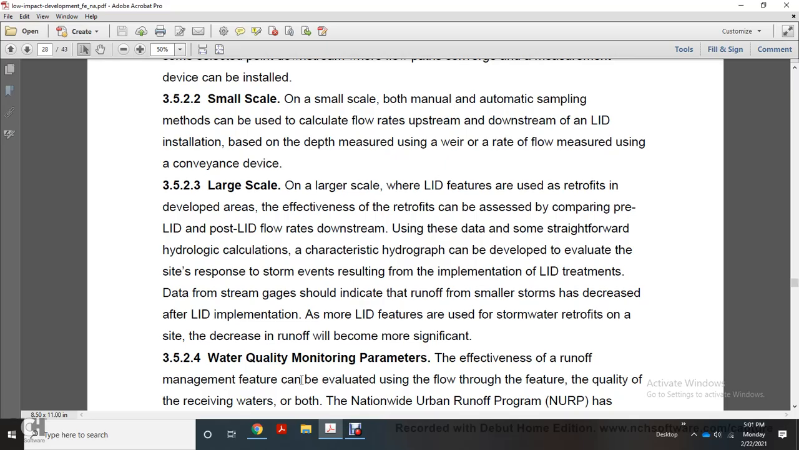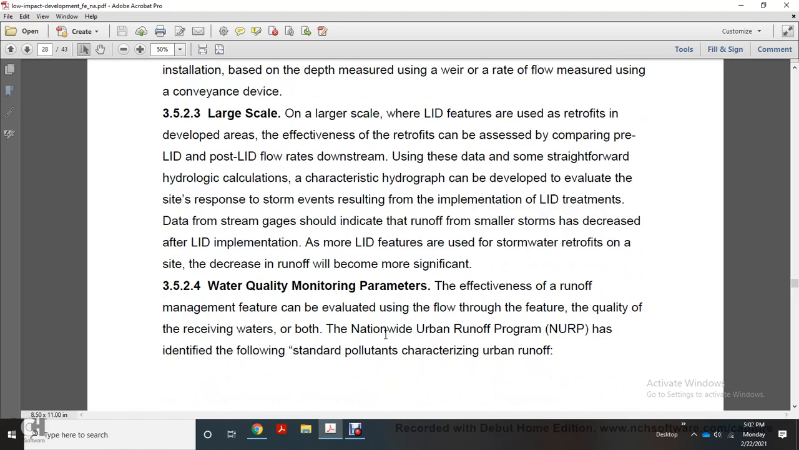Using these data is a somewhat straightforward hydraulic calculation. A characterization hydrograph can be developed to evaluate responses to storm events resulting from implementation of low impact development treatments. Data from stream gauges should indicate the runoff of smaller storms has decreased after low impact development implementation. Also, with more low impact development features used in stormwater retrofits on the site, the decrease in runoff is more significant. Water quantity monitoring parameters.